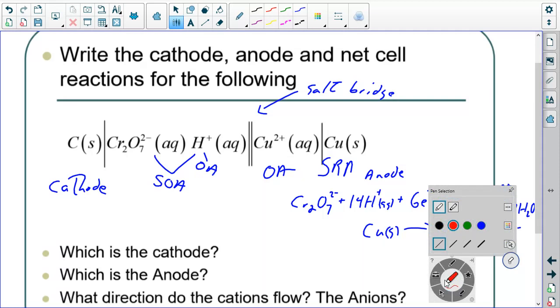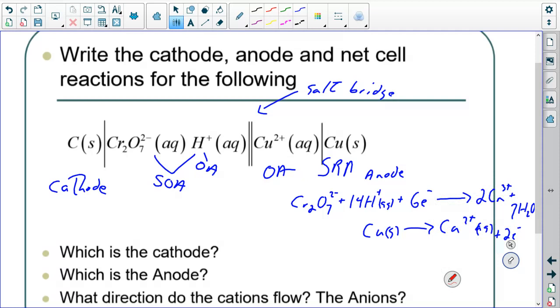And now I can answer everything else. We've answered the cathode, the anode. The electrons are going to flow that way, towards the cathode, because we need to have them there.